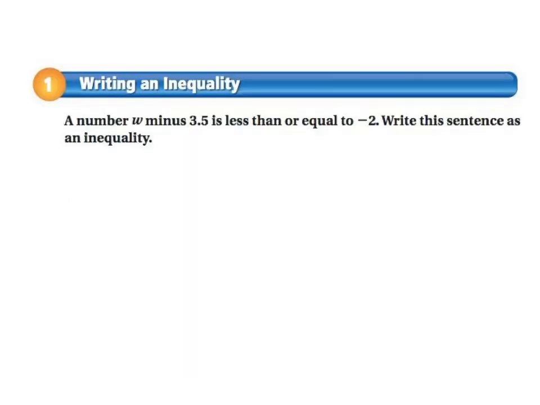Okay, so let's try this first one together. Here it says a number, W, minus 3.5 is less than or equal to negative 2. So let's just start translating from left to right. Here they tell us a number, and they even tell us which variable they would like us to use. A number, W. The next thing we see is the word minus, so we will literally write a minus sign. The next thing we see is 3.5.